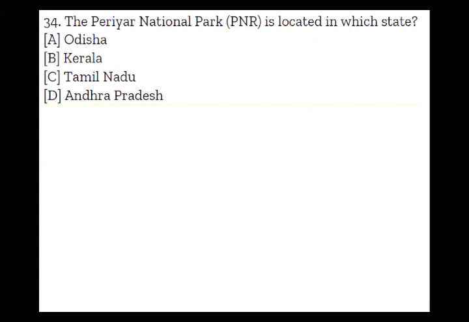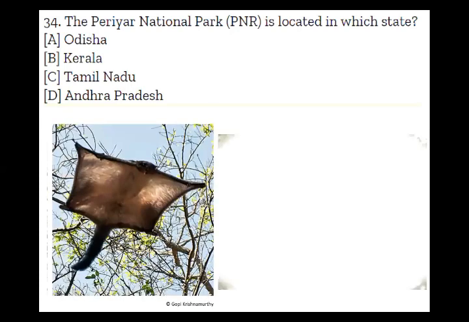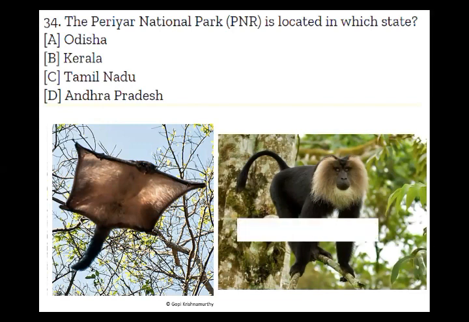The Periyar National Park is located in which state? We know there are several issues related to the Periyar River and Periyar National Park, where the Mullaiperiyar Dam is situated. So it belongs to Kerala. What are the notable species found in this national park? One is the Travancore flying squirrel, and another one is the lion-tailed macaque. The lion-tailed macaque inhabits the southern Western Ghats, and the Travancore flying squirrel is restricted to the extreme southernmost part of the Western Ghats.